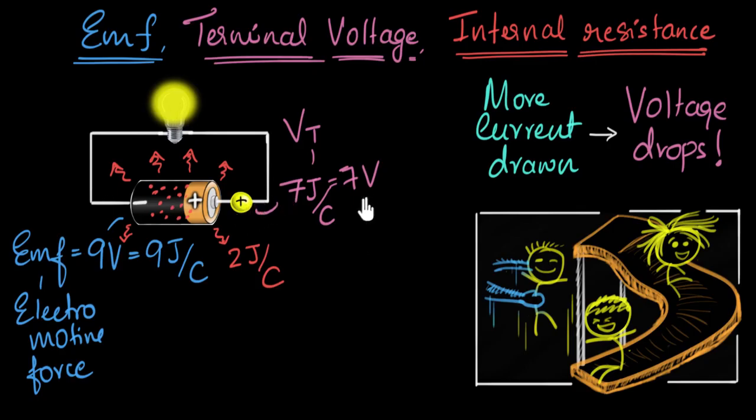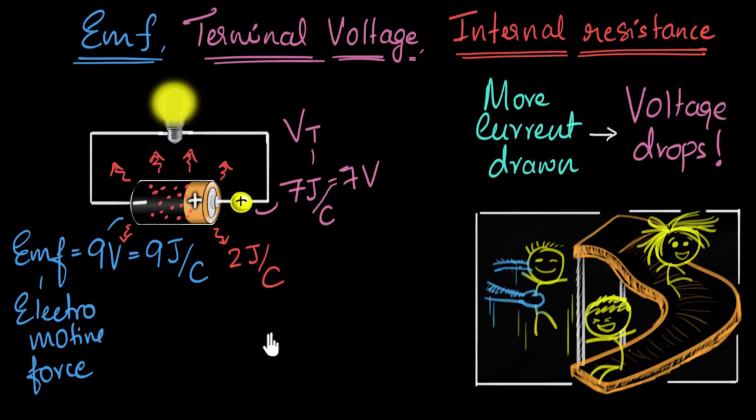And hopefully now you see why the terminal voltage need not be equal to EMF or won't be equal to EMF. Because of the internal resistance, there will be some heat loss. So long story short, think of terminal voltage or the voltage of the battery as the energy gained by 1 coulomb as it goes from here to here. That will be equal to the EMF, that is the energy transferred by the battery per coulomb, minus the energy that is lost due to heat due to the internal resistance.